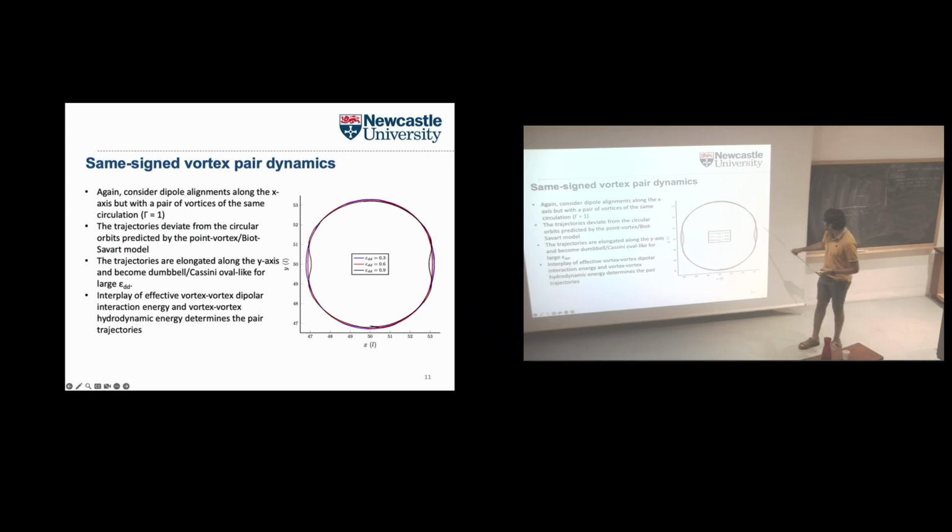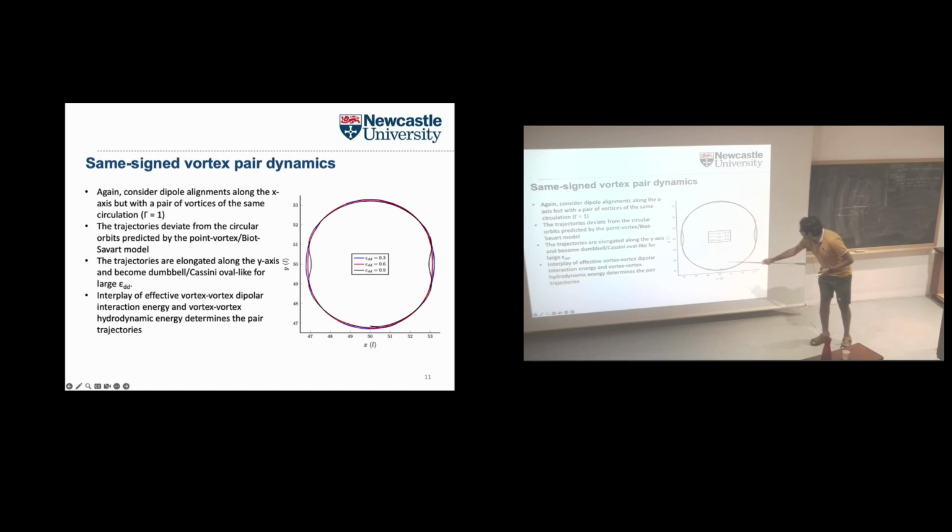Instead, for small dipolar interaction strengths, you see a semi-major axis along y and a semi-minor axis along x. And as you ramp up the dipolar interaction to very high strengths, you actually see a more dumbbell or Cassini oval-like shape. We attribute this to an interplay between the vortex-vortex interaction due to the dipolar interaction, and the usual kinetic energy of the vortices.